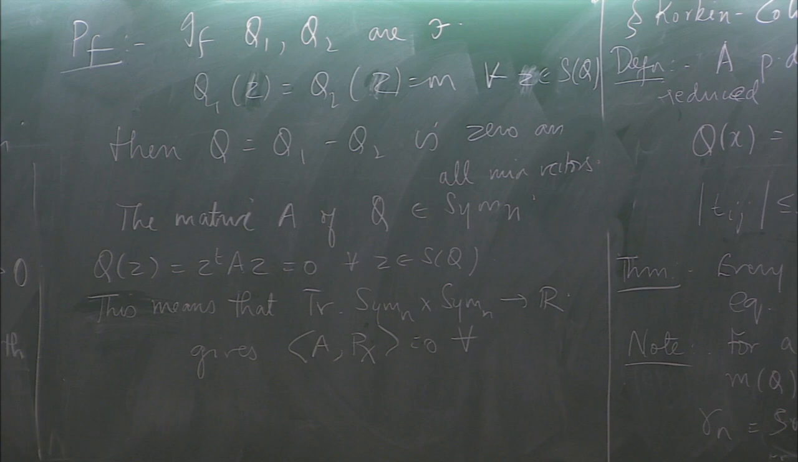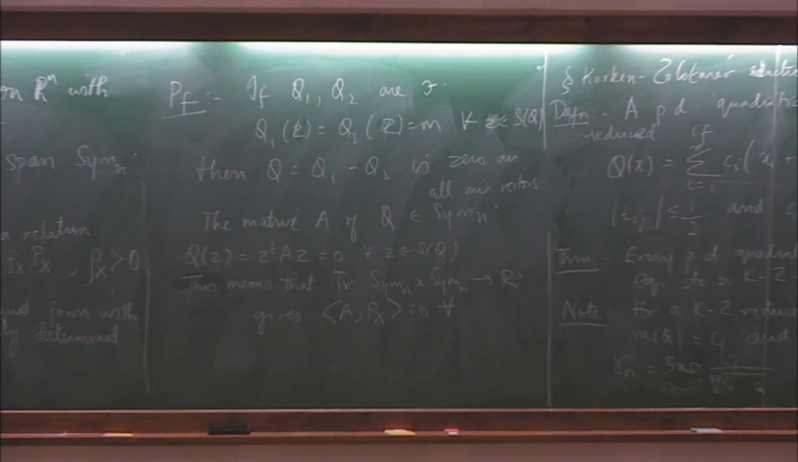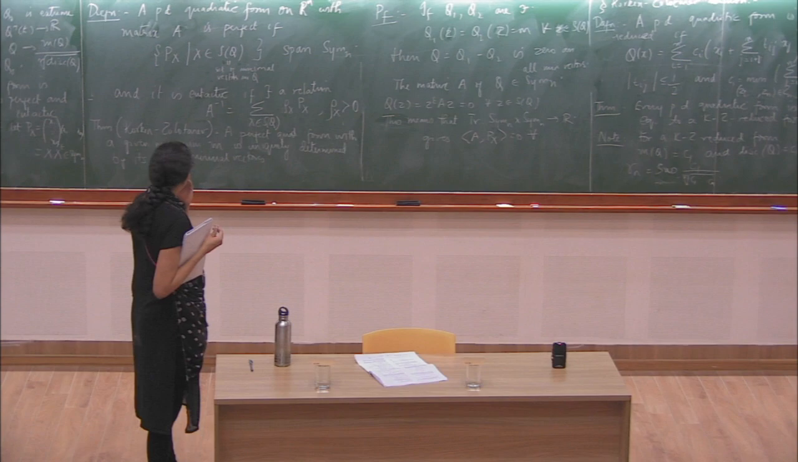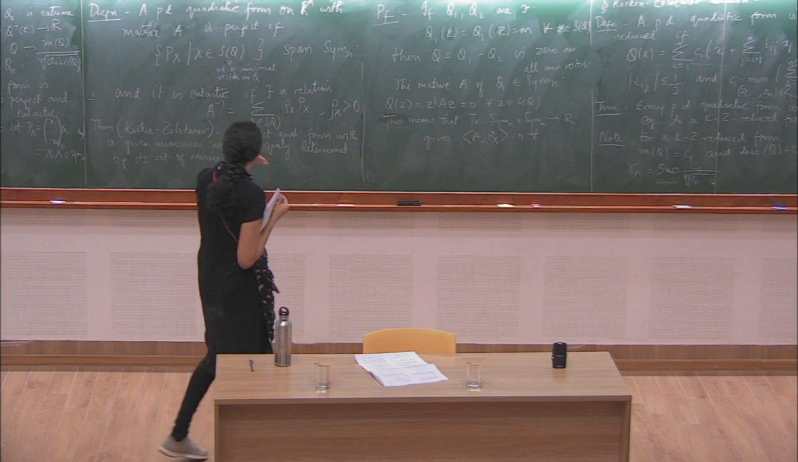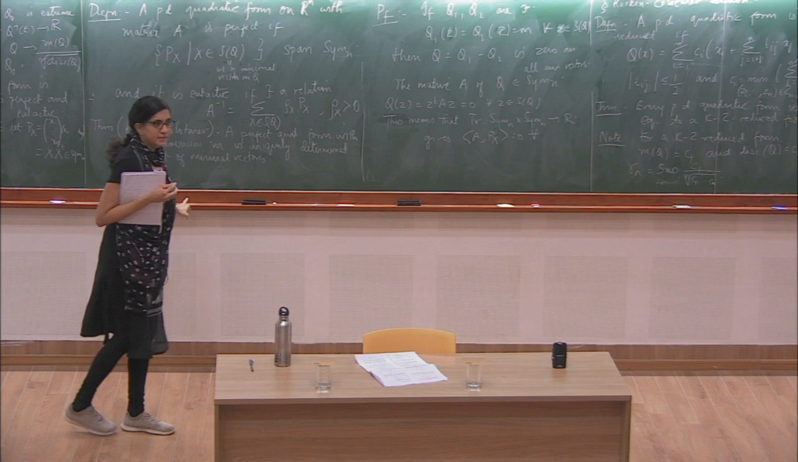I'm assuming that they have the same set of minimal vectors and the same M, and I want to prove that the form is unique. That's the statement. So I'm saying that if Q1 and Q2 are perfect forms with the same set of minimal vectors and the same minimum, then the forms are the same. Is there a weaker assumption for which the statement is still true?